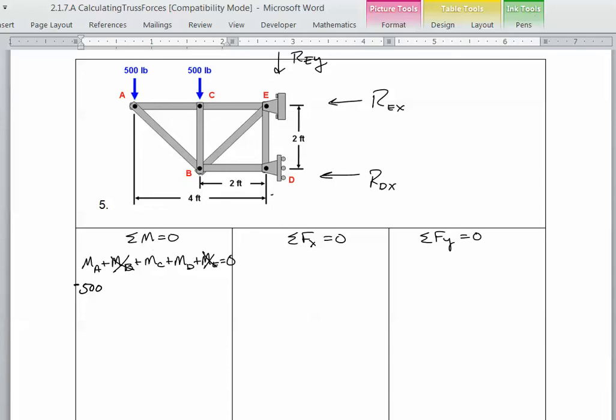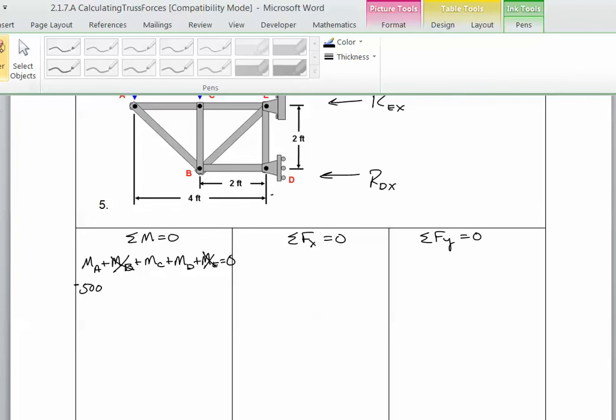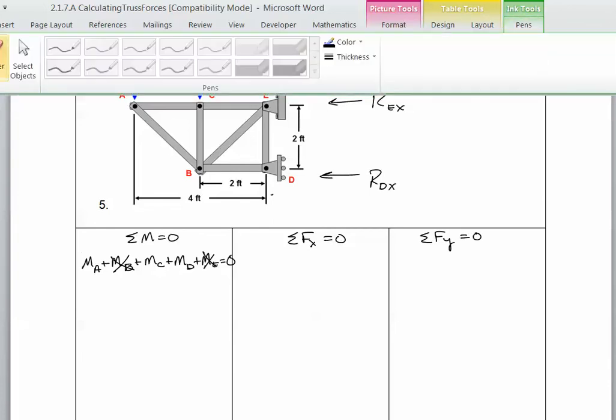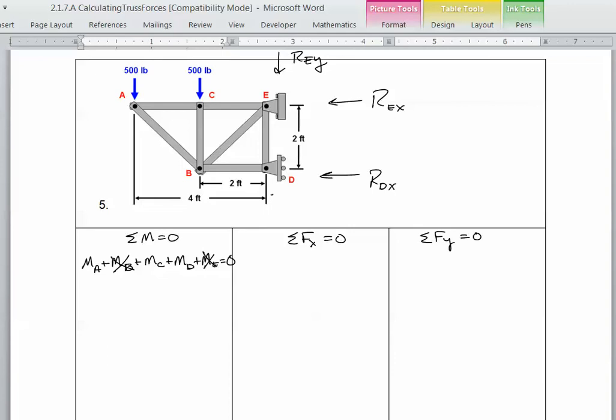I'm going to backtrack a little bit. What I haven't done yet is talk about which of these moments would be positive and which would be negative. The two 500s, the ones at A and C, those moments are going to be positive because they're making it turn counterclockwise. The moment at D would be making it turn clockwise, so that would be negative. So it would be the moment at A plus the moment at C is equal to the moment at D, if I take that to the other side.